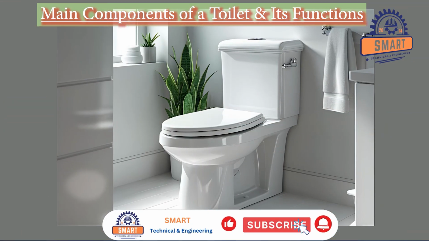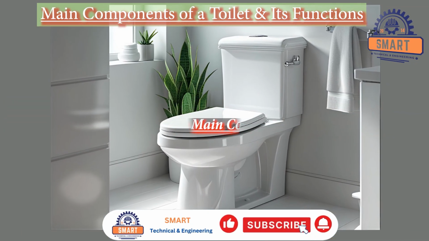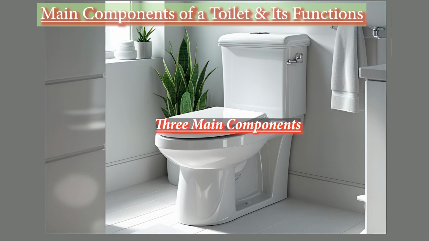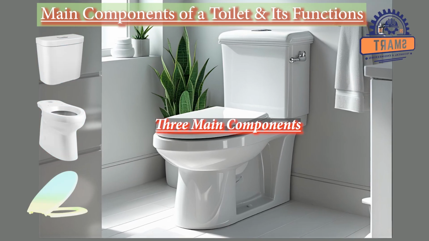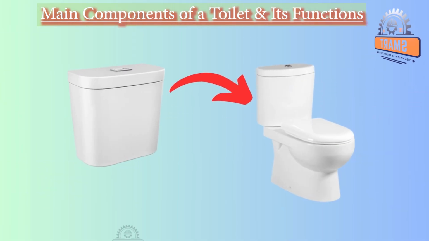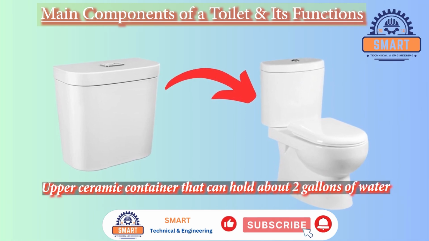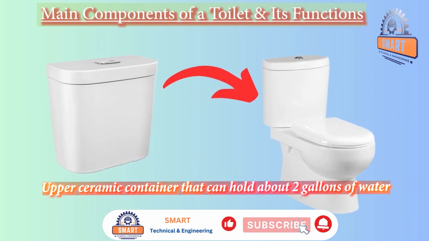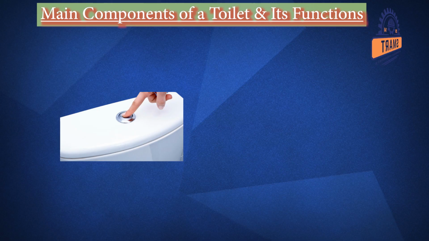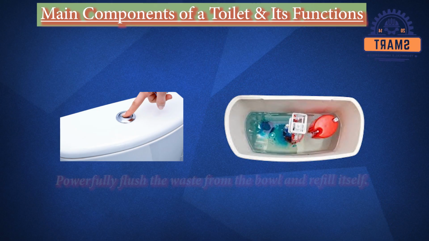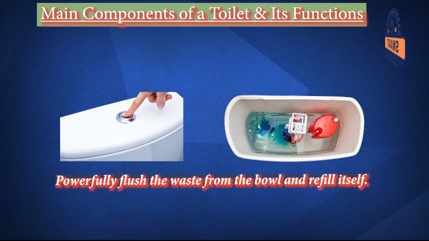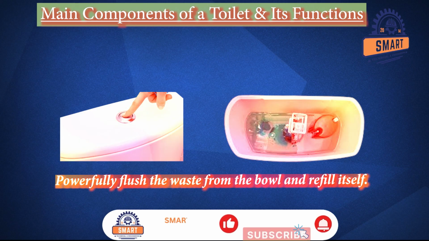A water closet, commonly known as a toilet, consists of three main components: the tank, the bowl, and the seat. Toilet tank. A toilet tank, or cistern, is the upper ceramic container on a toilet that can hold about 2 gallons of water. The tank uses gravity to create the siphoning effect that powerfully flushes waste from the bowl and then refills itself for the next use.